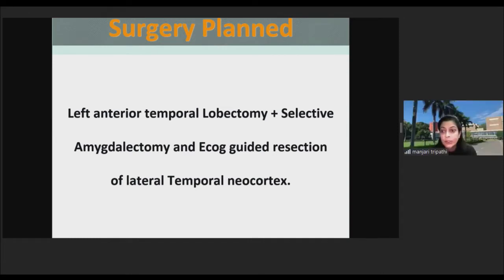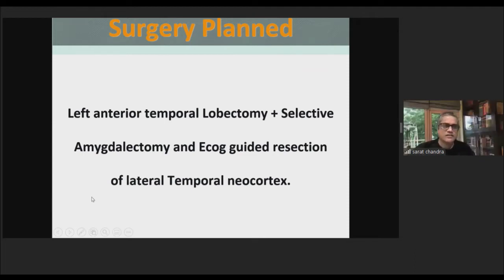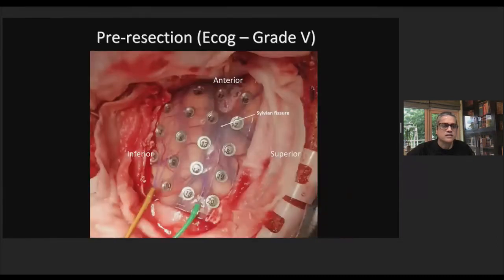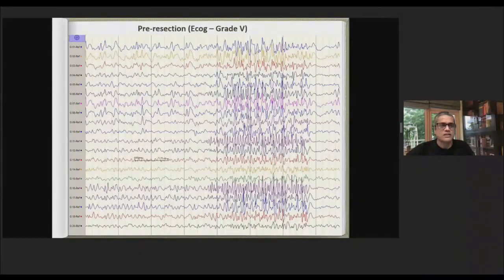Thank you. So we went ahead and did an anterior temporal lobectomy. So could I have the next slide? We use electrocorticography as a baseline to understand the overall activity of the brain. So we use it more like a background monitoring system. And when we put an electrocorticography, we found that it was very severe, grade 5. Next slide. So you could see that it was pretty much abnormal all over.